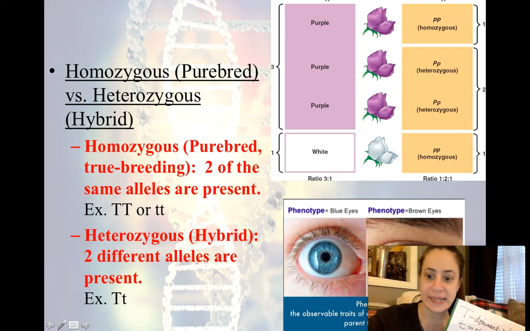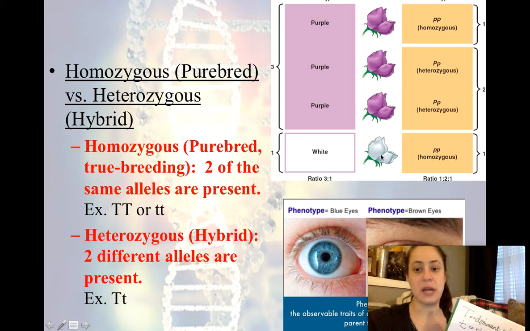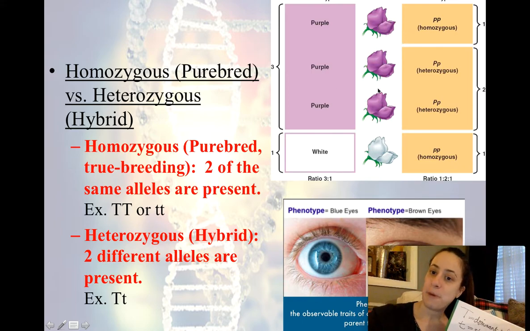On the right-hand side, when we refer to genotype, each one of these purple flowers, in order to be purple in the first place, must have the dominant P allele, because in this case, purple is dominant over white. So it has the dominant P. And then in this bottom situation, this flower is white because it doesn't have the dominant P allele. Now to tie in the new terms of homozygous and heterozygous. These purple flowers may have one or two of the dominant P allele.